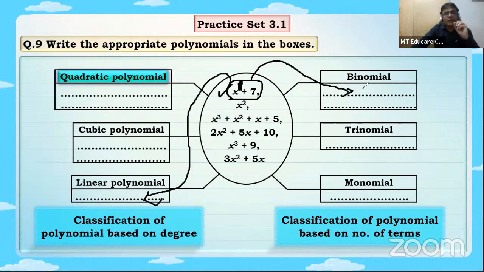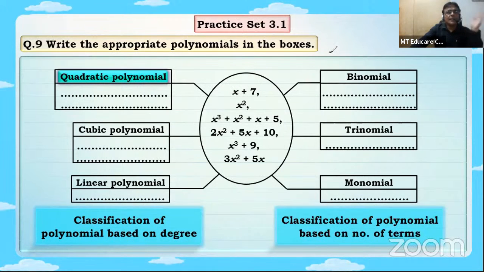So both ways, you will write x plus 7 here, and also x plus 7 here. Now the second one, just see: x square. After that, you have to do all the others. x square means power is 2, degree is 2, so it will go to quadratic. It has only one term, so you will write it in monomial. Got it? Now in this way you will write all 6. It is not necessary that it comes in both boxes; sometimes it will come in only one box, and that is fine. Write down. I will give you 2 minutes. This is a 3 marks sum, and it is generally the favorite of any examiner. They generally ask this activity based sum.